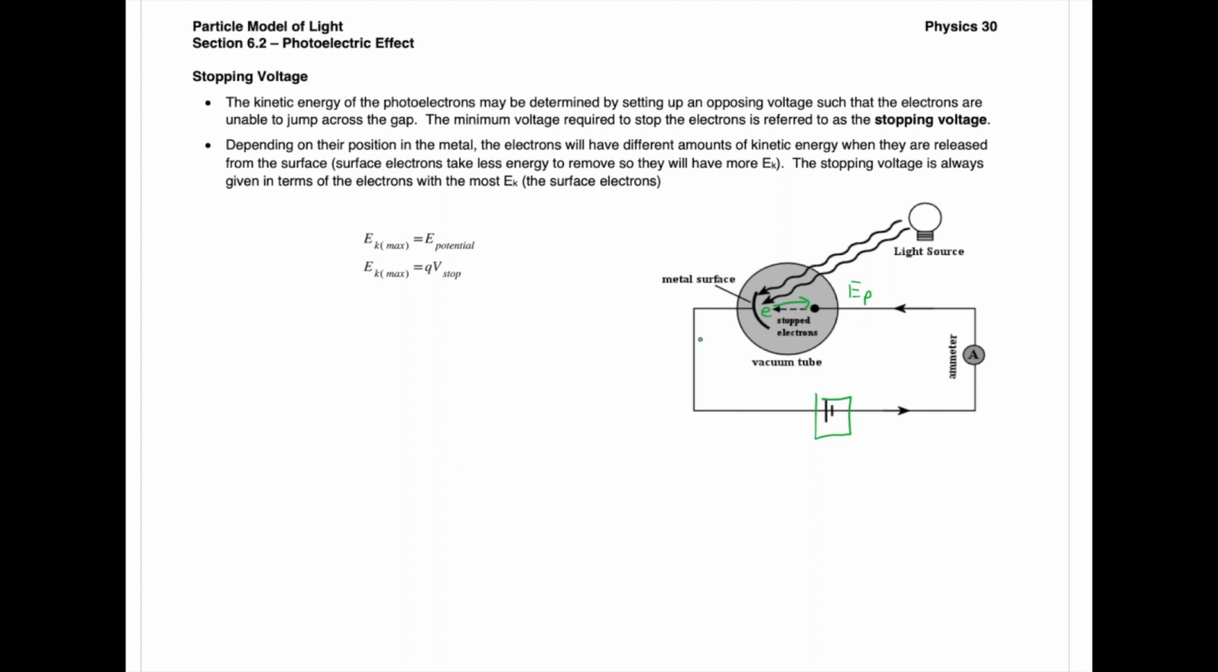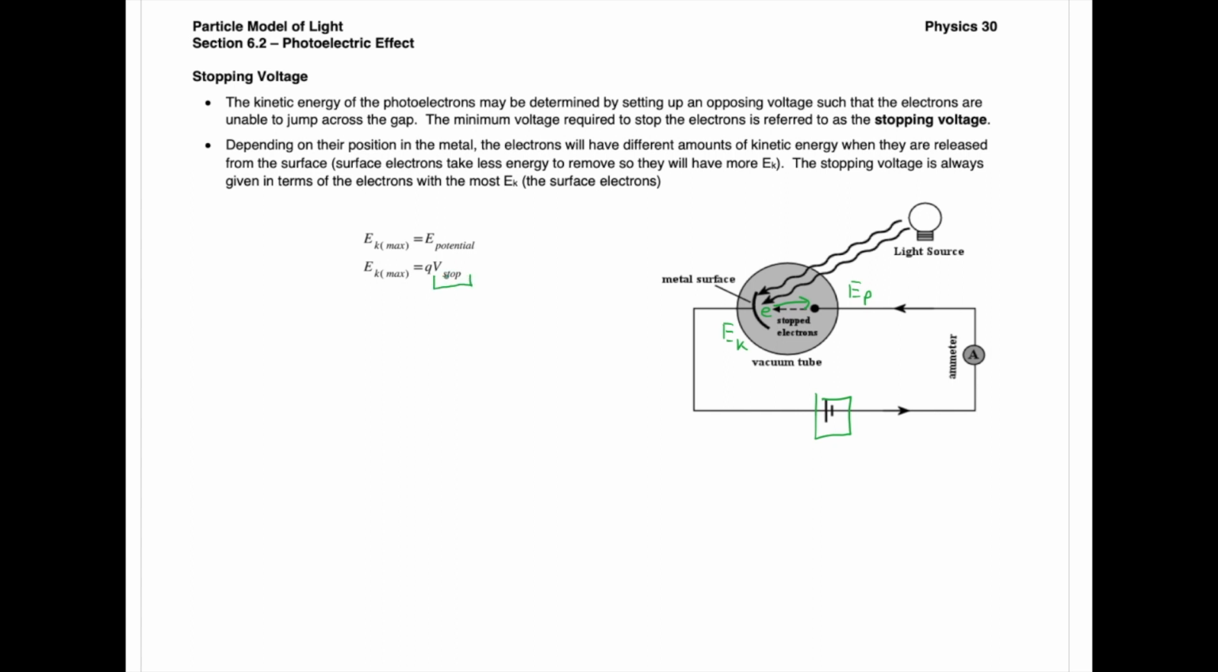And so what I can do is then set up that potential difference then to here, which is then a potential energy, and I can make that equal to the kinetic energy. Now, if the kinetic energy is higher than this potential energy, then the electrons will still get through. But if the kinetic energy is equal or lower to this potential energy, then the electrons will be stopped. And so then we can say that the kinetic energy of those electrons will be equal then to the minimum potential energy required to stop those electrons. And that's something we call the stopping voltage.